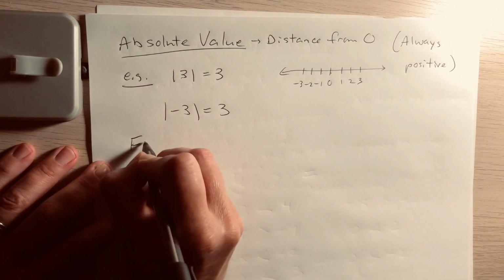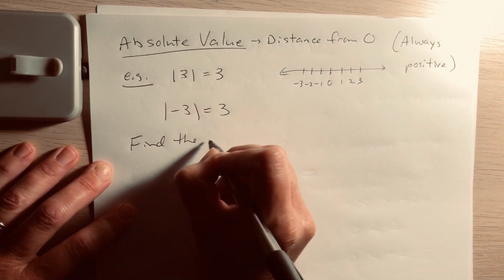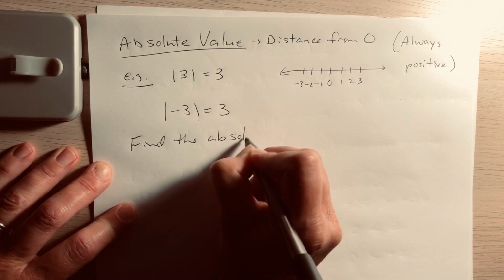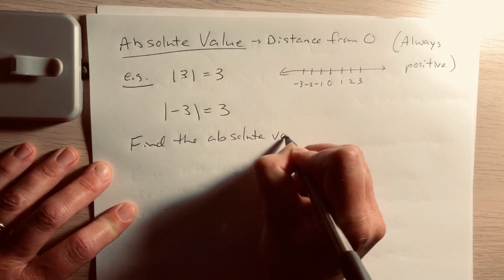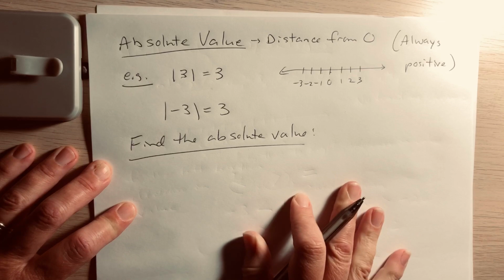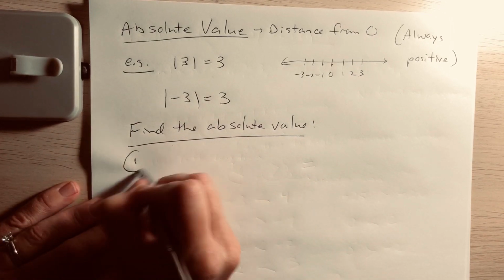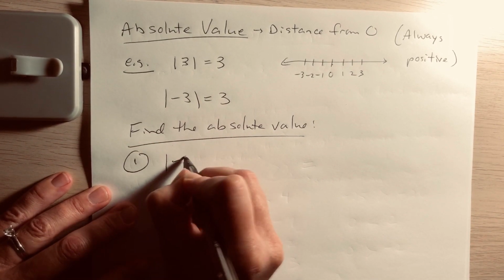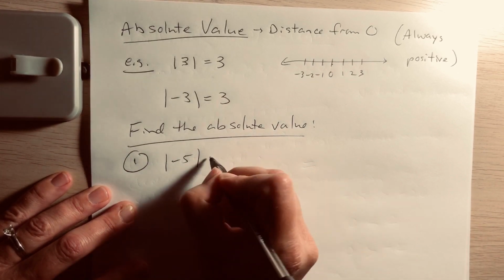So if we want to find the absolute value of these numbers, suppose we have the absolute value of -5. What would that be?